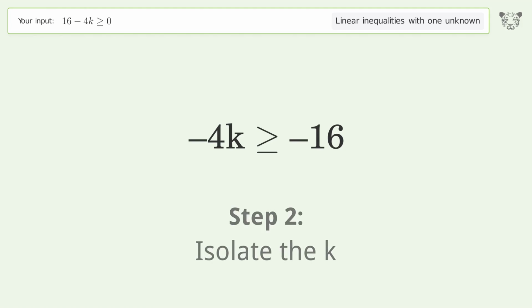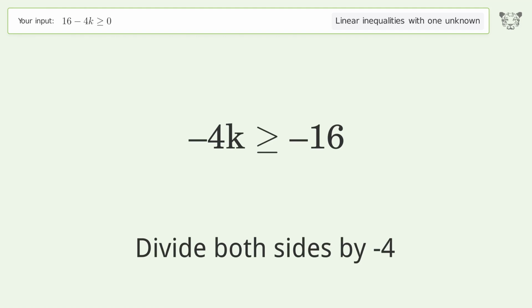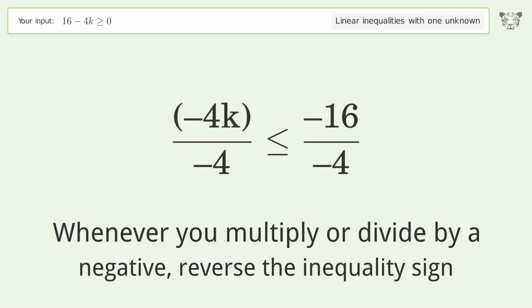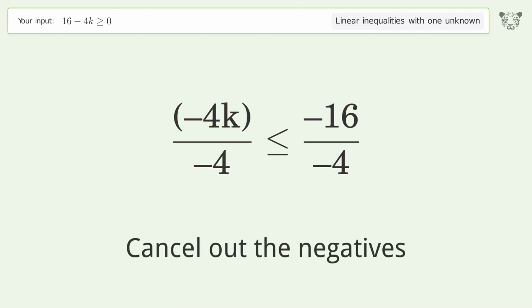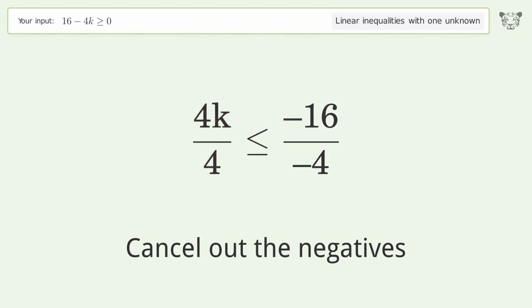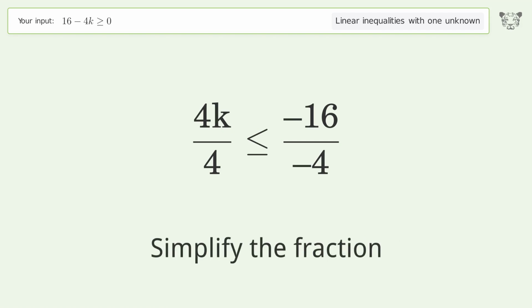Isolate the k. Divide both sides by -4. Whenever you multiply or divide by a negative, reverse the inequality sign. Cancel out the negatives. Simplify the fraction.